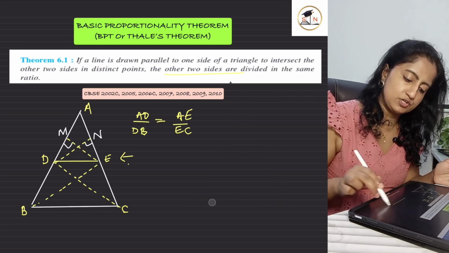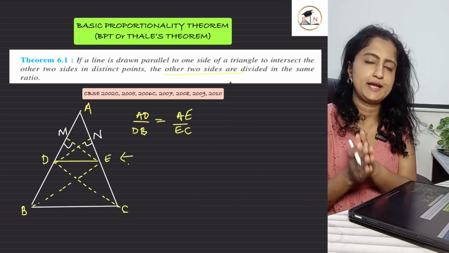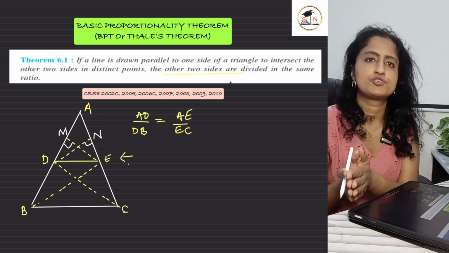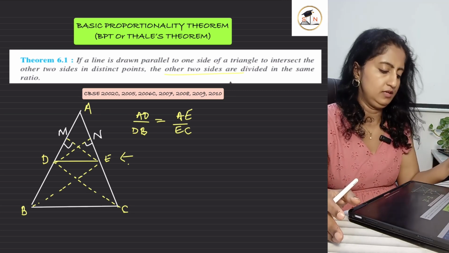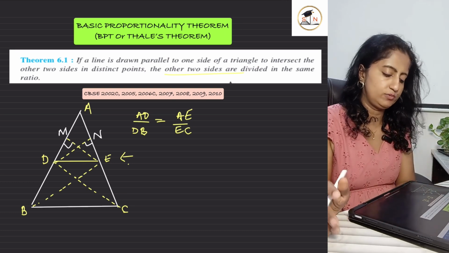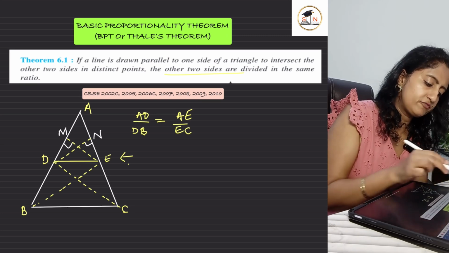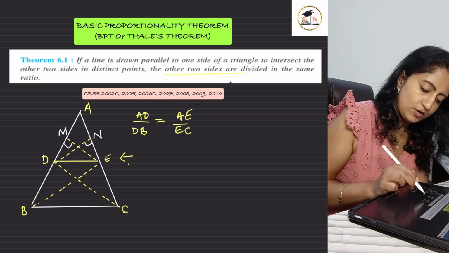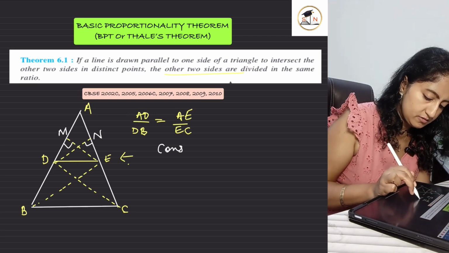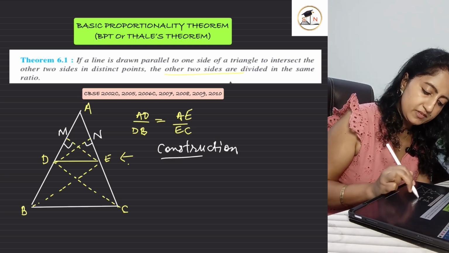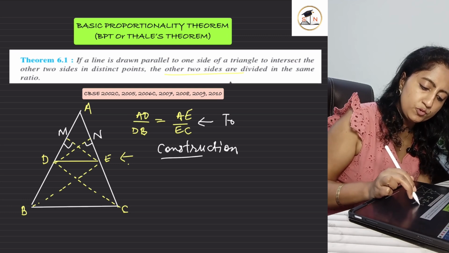So we are going to start with proving it. That is, we will learn how to prove BPT, the Basic Proportionality Theorem. This is the figure that you can see over here. And I have drawn a few extra lines. They are part of the construction. So I'll explain what I have done. This was to prove.